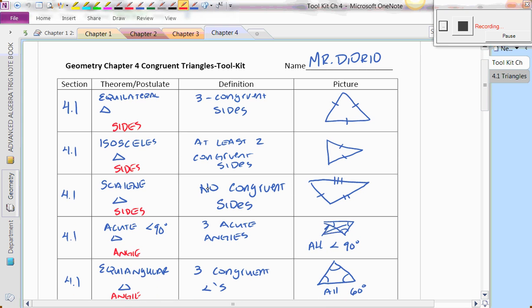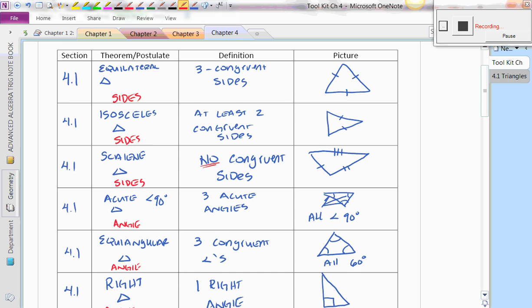4.1 scalene triangle means you have no congruent sides. So we drew a picture that this has 1 tick mark, this has 2, and this has 3 to indicate that they're all different. So no congruent sides. Then 4.1, you can have an acute triangle. Acute means less than 90 degrees. So 3 acute angles, and you can have a triangle, and each one of these angles here is all less than 90 degrees.